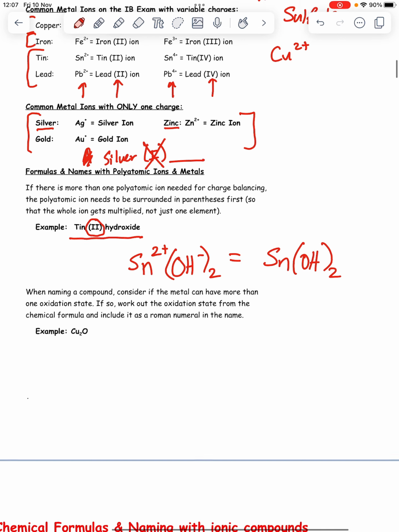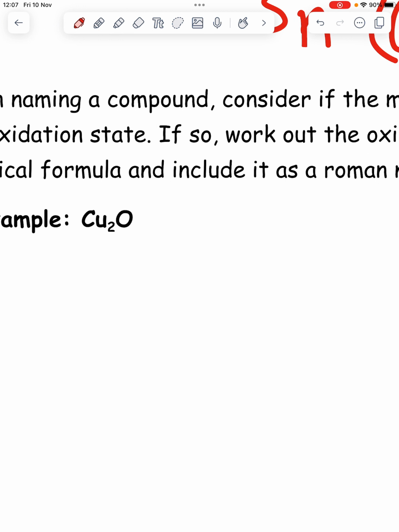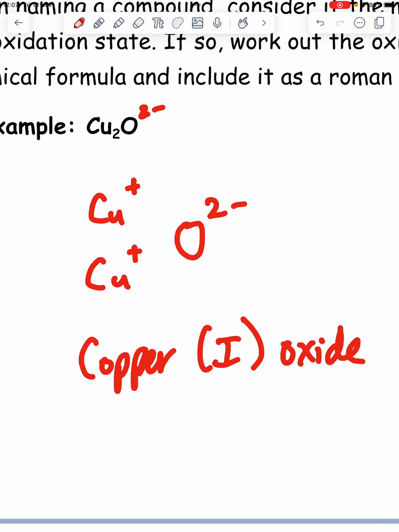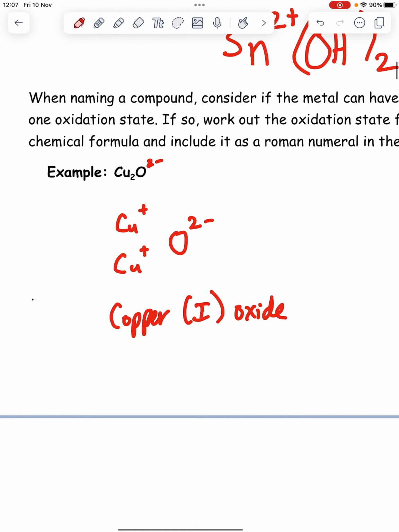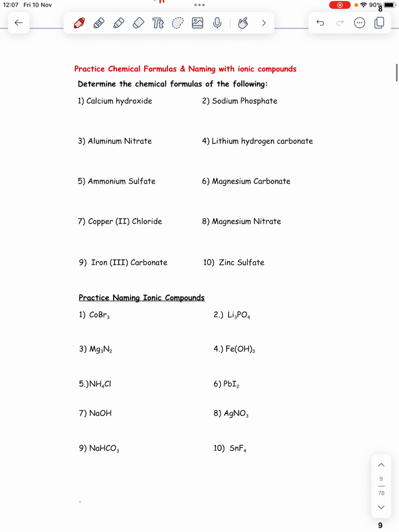The next one is if you're given a formula, you should be able to figure out what form of copper you have. I know that O is 2-, so what charge must the copper have for this to be balanced? Well, there are 2 coppers balancing out this one O2-. So each copper must be a 1+. So you kind of undo the crisscross, if you will. So this is copper(I). And so this compound is called copper(I) oxide. Okay, so not copper(II) oxide, that would have a different formula. This is copper(I) oxide. Okay, and now we've got a whole page full of practice.